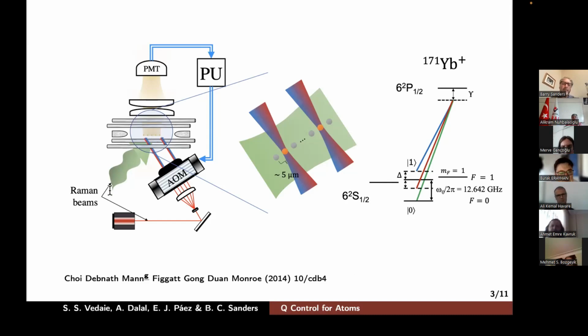We can drive it by Raman beams. So there's what I think of as a blanket that covers all the ions, green, and you can see it's correctly coded here. So the green here is the 0 to P transition.